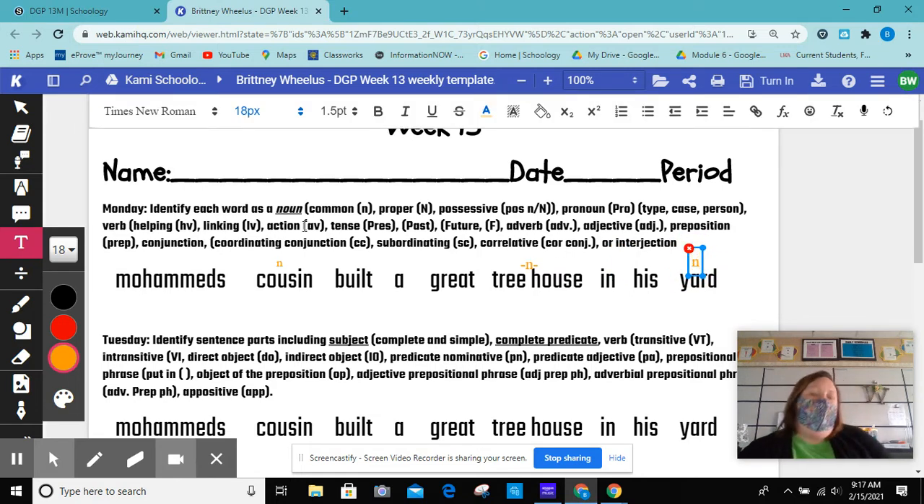All right, now I want you to find the verb in the sentence, okay? What did the cousin do? What is showing action here? All right, built. So what type of verb is this? An action verb. Is it present, past, or future? Past. So action verb, past.